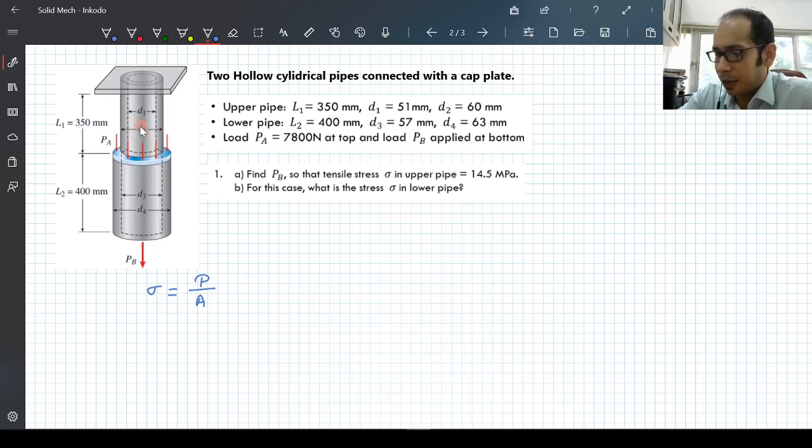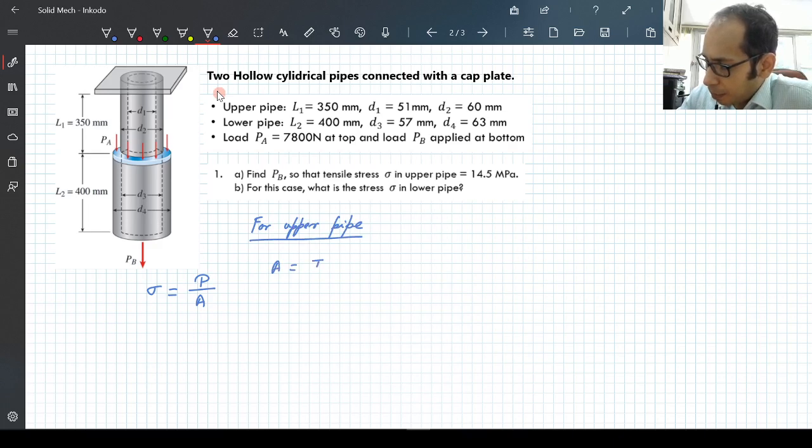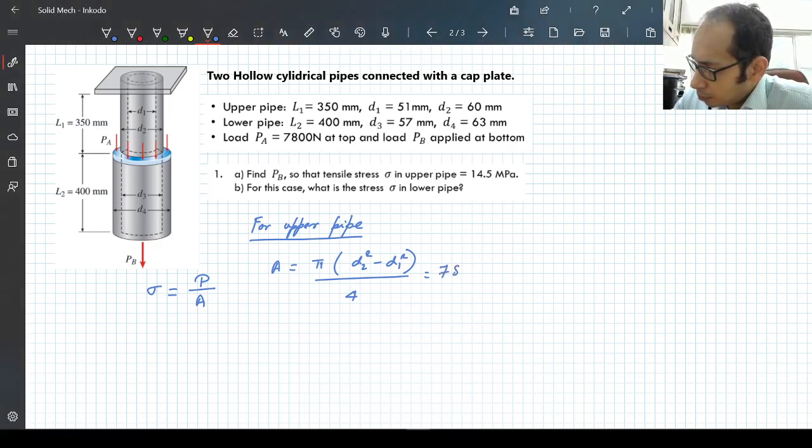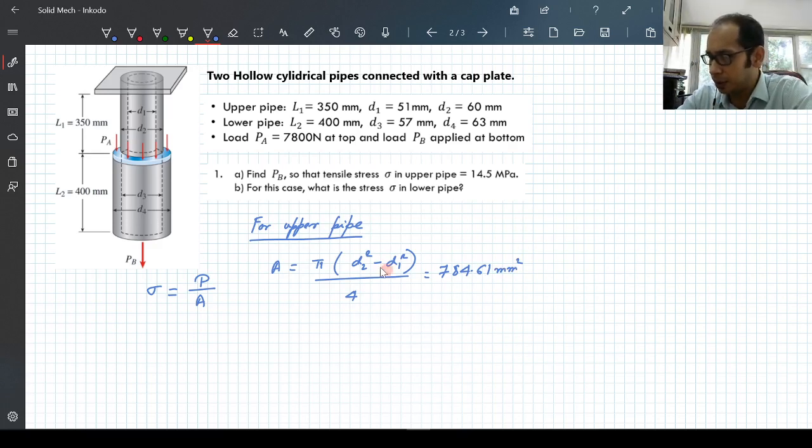So for the upper pipe, first we have to calculate the area of cross section, and also we need to find what is the load, what is the P which is acting on the upper pipe over here. So for the upper pipe, if I calculate the A, it is going to be pi times the outer diameter d2 square minus d1 square divided by 4, right? So this I have already calculated. This value comes out to be 784.61 mm square. So this is the area of this upper pipe that you have over here.